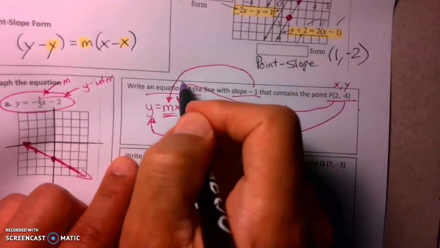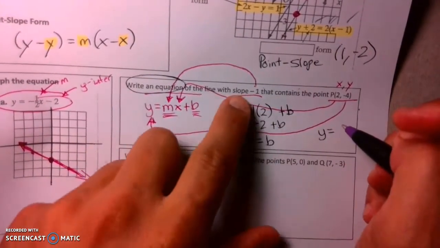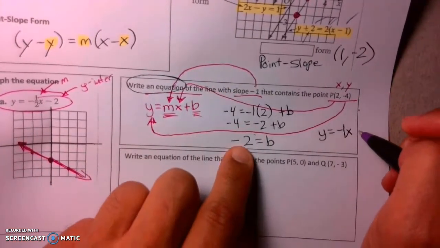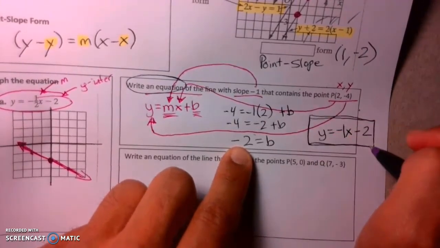Now that's just the y-intercept. That is not the equation. So let's put it all together. y is equal to mx, so it's negative 1, that's m, the slope, plus b, b happens to be negative 2. And there's your equation of this line.